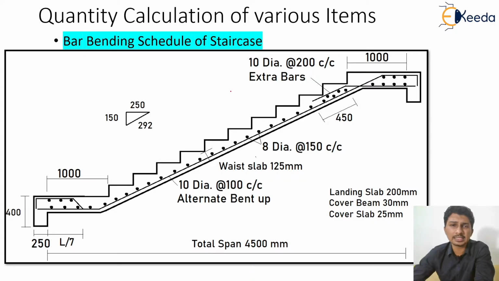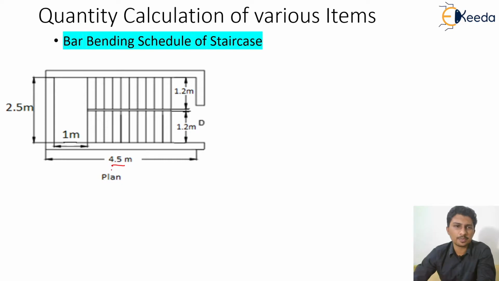The section of the staircase is given to us, and the total dimensions we have already discussed in the previous staircase lectures. Over here we are going to discuss the reinforcement details. The total span of the staircase is 4500, as you can see, 4.5 meters, and 2.5 meters is the total width of the staircase end to end, excluding the wall thicknesses and the beam thicknesses. 1.2 meters is the width of each flight, and 0.1 will be the distance between the two flights. Then 1 meter is the width of the landing we have.